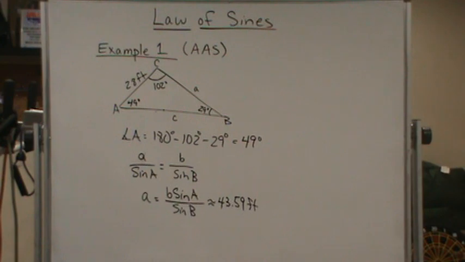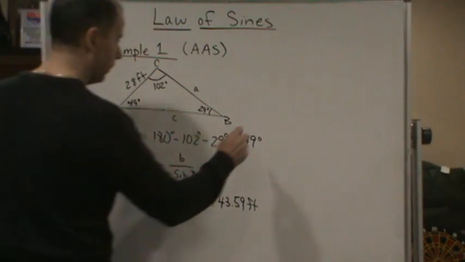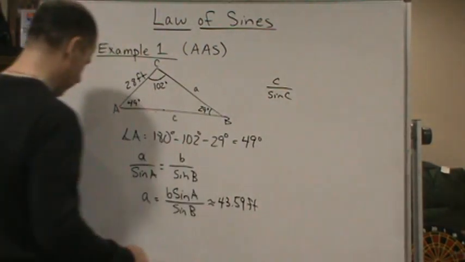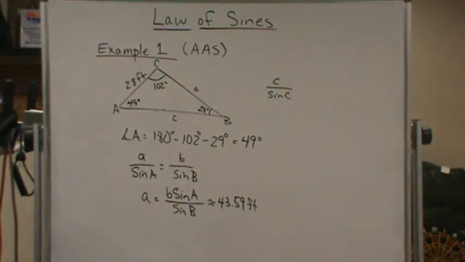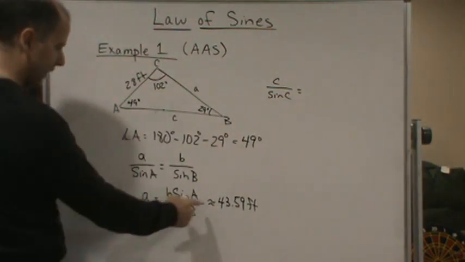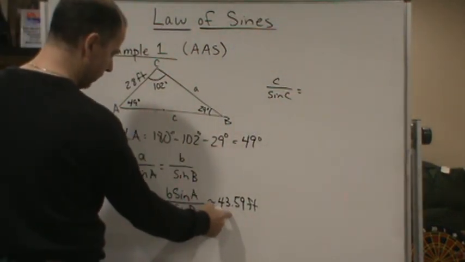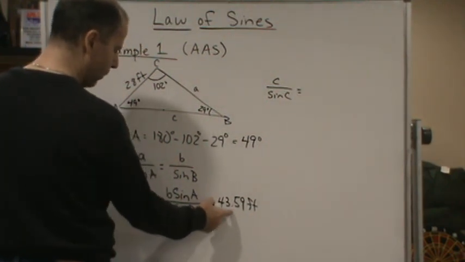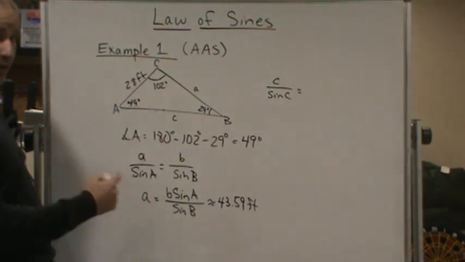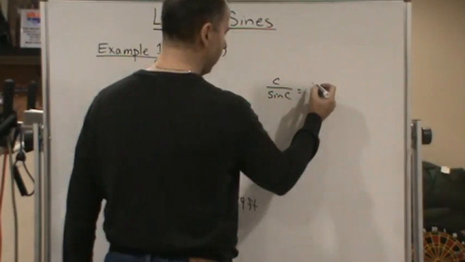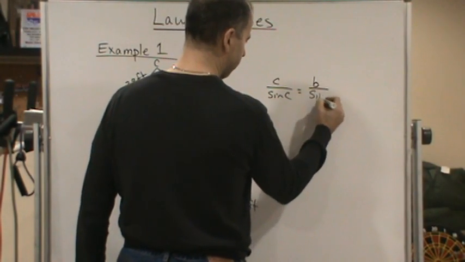All right, so now all we have to do is use the law of sines again to find C. So we've got C over sine C is equal to, now this is where I would go back to B, because we estimated A here, so we don't want to use an estimated calculation in any of our calculations. So let's go back to what we originally have, which is B over sine B.